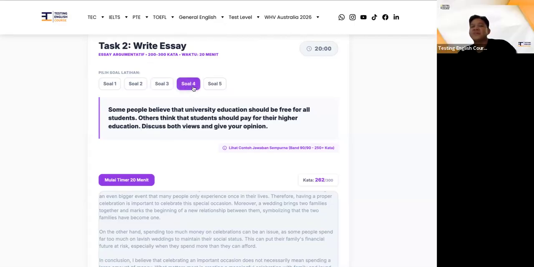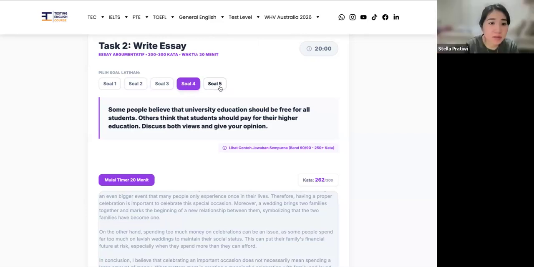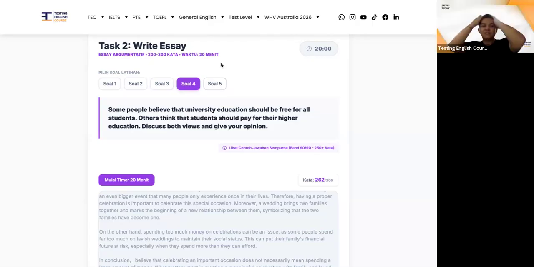Education should be free for all. But others believe higher education like university, S2, S3 should be paid. Harus dibayar. Okay, let's do four. Okay, I like this one. This is my topic as well.